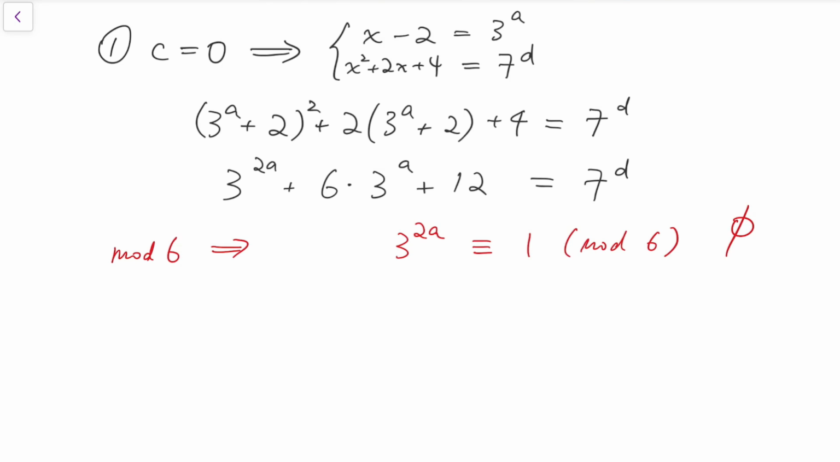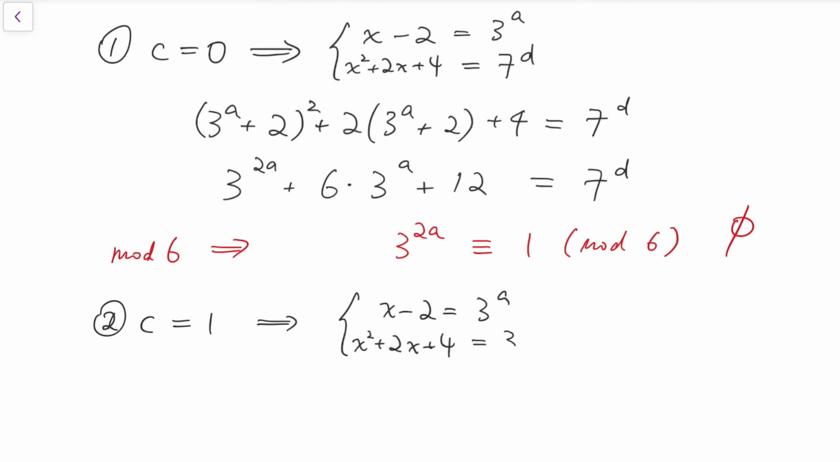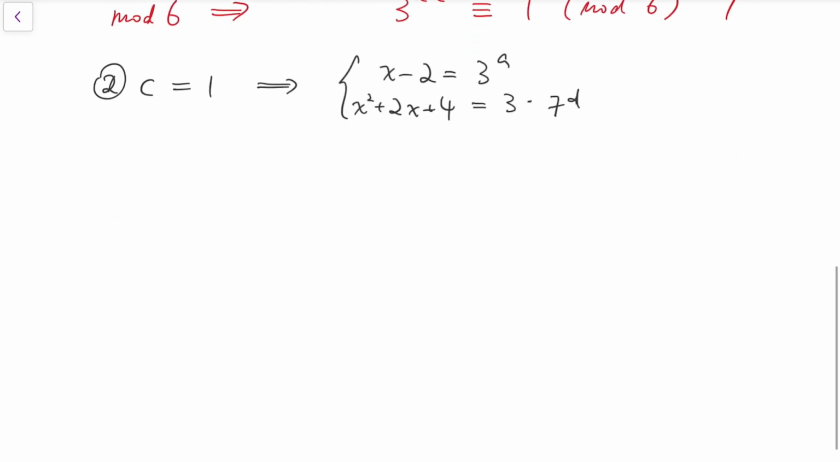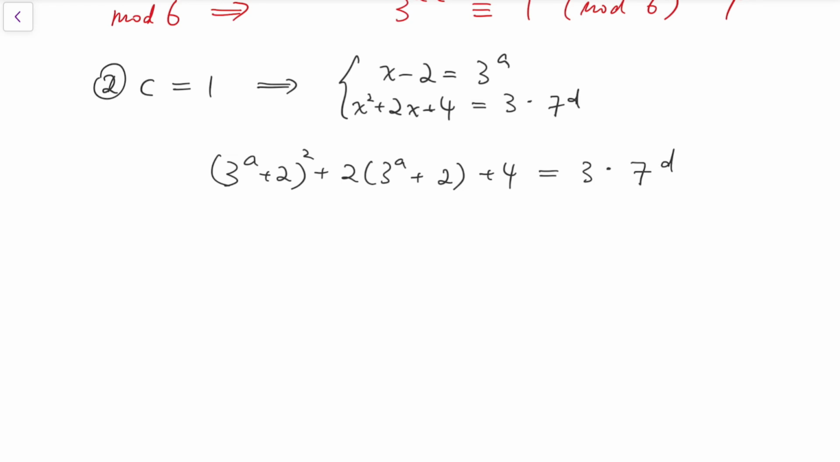Now let's try c equals 1. The first equation is the same, but the second equation is a bit different. So again, doing the same substitution, it's just that the right side has an extra multiple of 3.